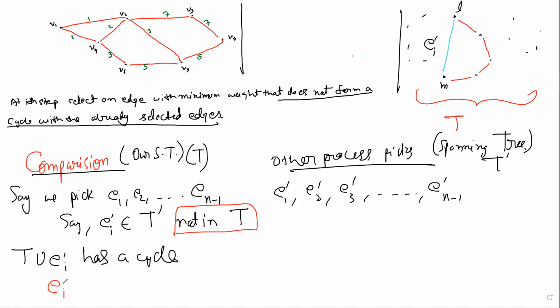Okay, E i prime, let me just write this. It's the same thing, but I'm just writing it as a phrase. E i prime was not chosen in T. See, E i prime was certainly presented when T was being constructed, but it was not chosen. Why was it not chosen? It had more weight, and what more can you say? More weight than what?